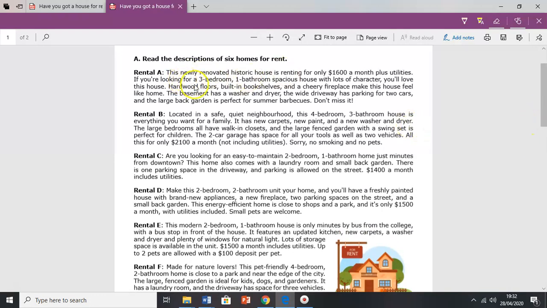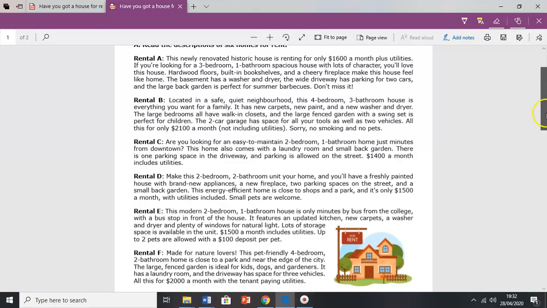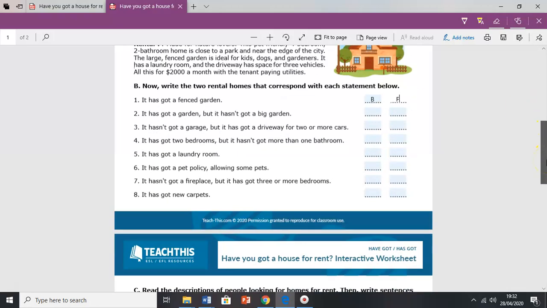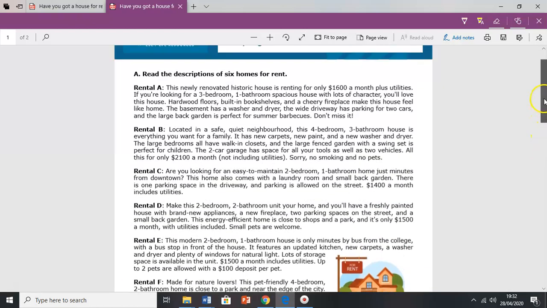So we start here again. Anything with a garden? Oh, a large back garden. So this one says garden, and this one says large. And what was the question again? It hasn't got a big garden. Okay, so this one is no good, because it's got a large back garden.